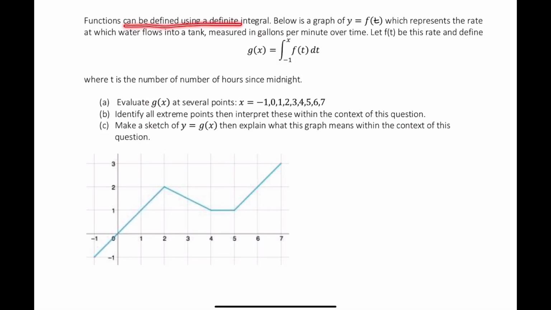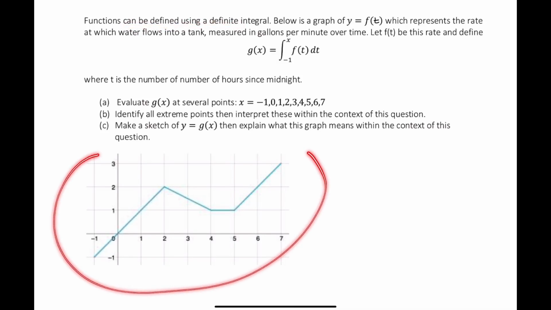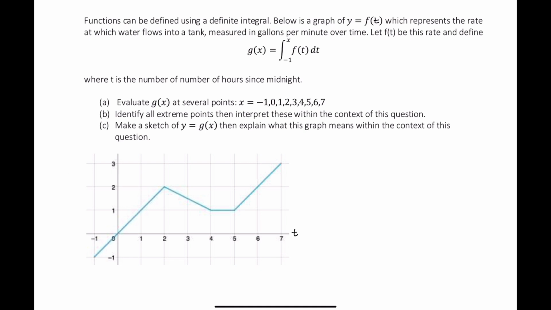can be defined using a definite integral. And now we're given the graph of f of t, and let's properly label this. This is t, this is y equals f of t. And now what does this graph represent?